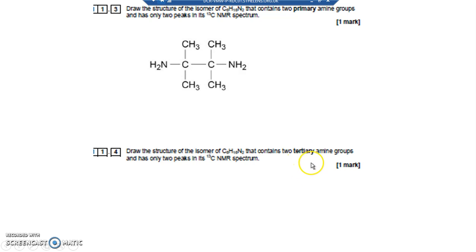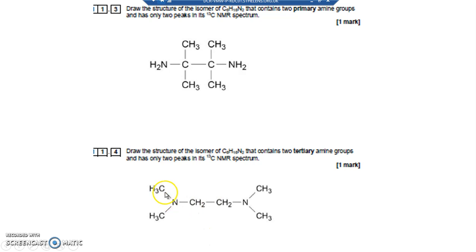Draw the structure of the isomer of C6H10N2 that contains 2 tertiary amine groups. Now, a tertiary amine group has a nitrogen bonded to 3 carbons and only 2 peaks in its carbon-13 NMR spectrum. So again, it's quite small, and it's going to be symmetrical. And so by a little bit of trial and error, you should be able to work out it looks a little bit like this.